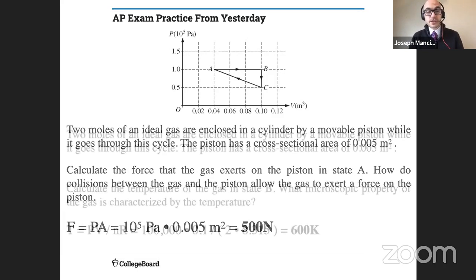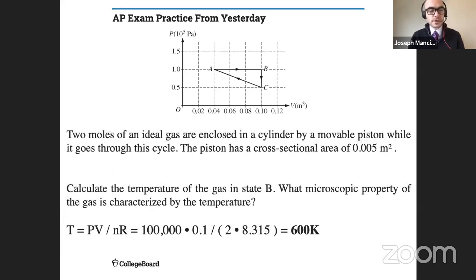Then the question said, can you calculate the temperature in state B? The text tells us there are 2 moles of gas. The PV diagram tells us the pressure and the volume at state B. We can combine all of that using the ideal gas law to get a temperature of about 600 Kelvin. Depending on how you round it, you got 601 or 602 or about 600.